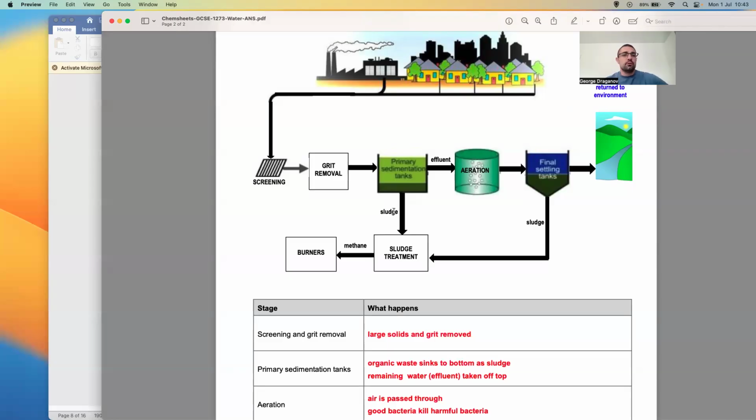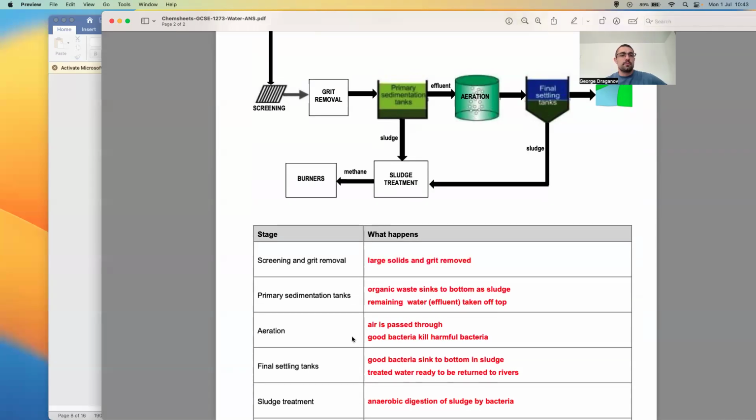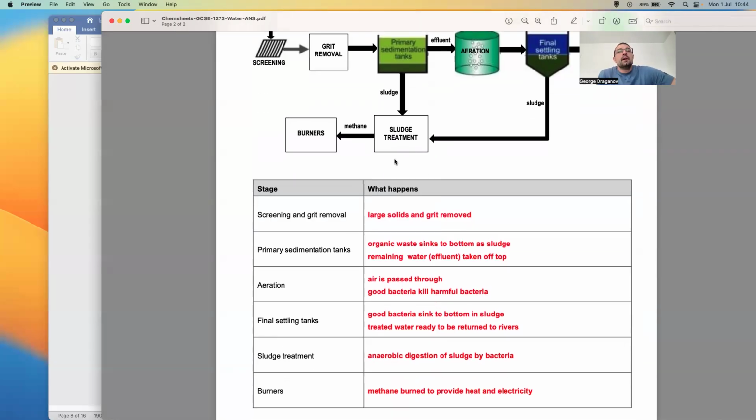If we start with the sludge, it is treated anaerobically. So that means with anaerobic bacteria. Okay, so anaerobic digestion of sludge by bacteria. So this sludge is digested without oxygen by bacteria. And as a result, it can be used to provide methane that can be used in burners.